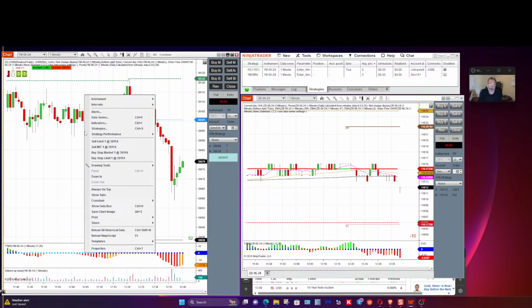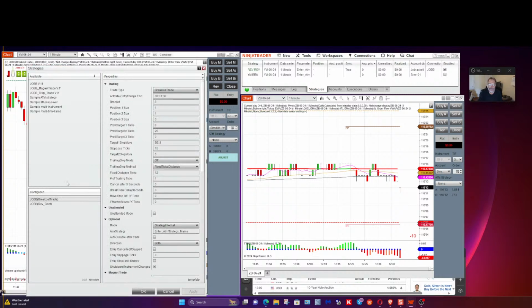The regular setup, which is just a breakout, triggers at 13:01:30 with a bracket of 8 and a stop of 15.